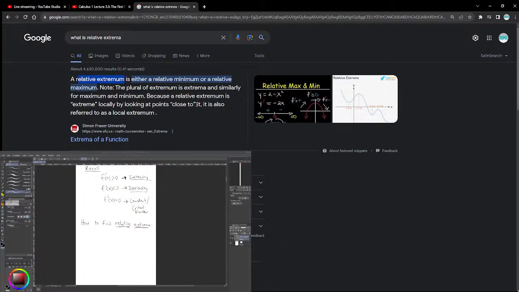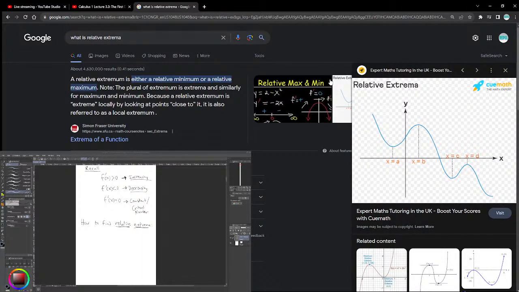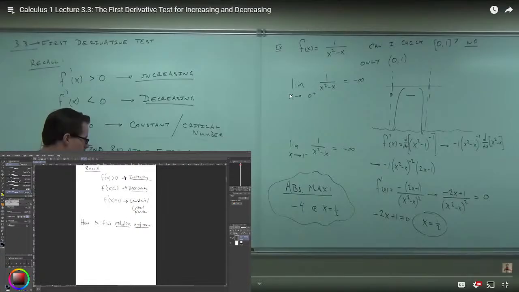Because a relative extremum is extreme locally, by looking at points close to it, it's also referred to as local extremum. Okay, so it's max or min. So you're finding these, and it's just only on that interval.